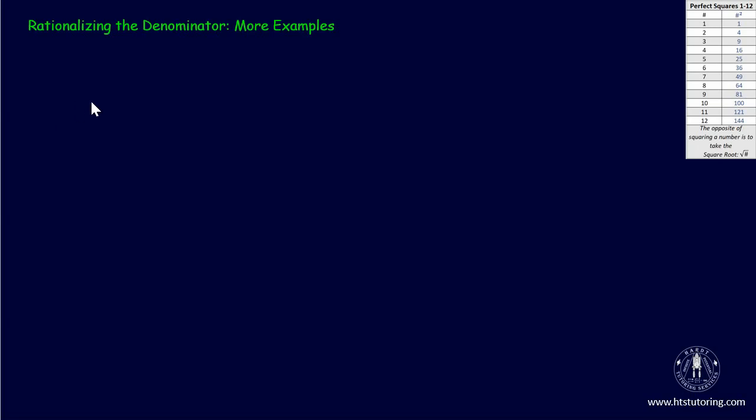All right, let's work some more examples on rationalizing the denominator. I'm a huge believer in practice makes perfect, especially when it comes to learning math. So let's work some more examples. So let's try 3 over the square root of 3.